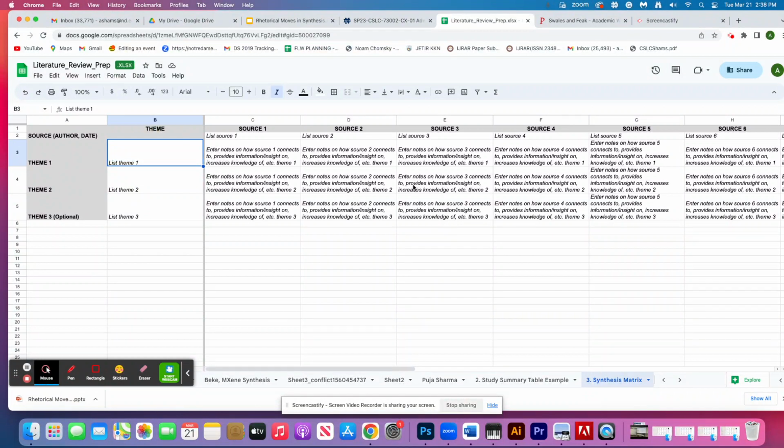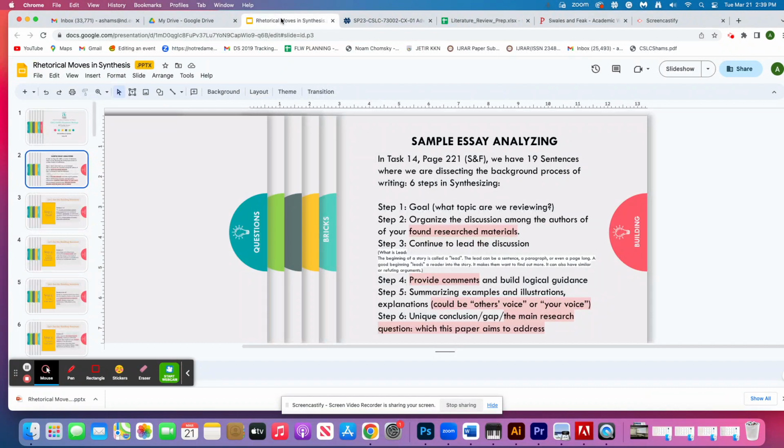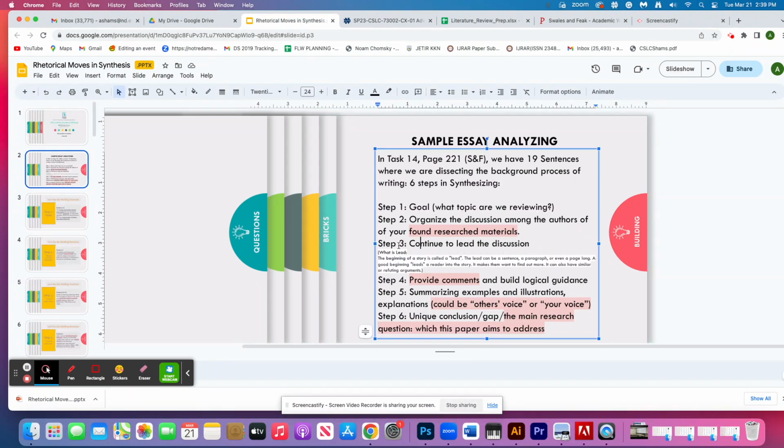jot down all this in one paragraph or several paragraphs in one essay, what we have to do is, while reading this, we also saw the style of writing. So what's happening in the background of the mindset of the writer. These are the 6 steps we find in synthesizing multiple sources. We have a goal, we organize it, we find a particular topic of the found research materials that we find here. I just have shown you the example.